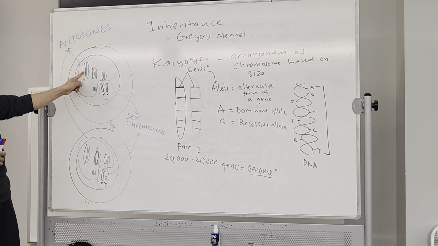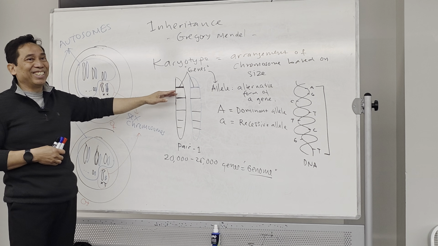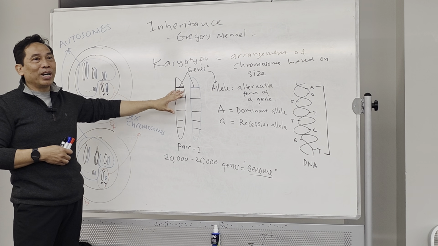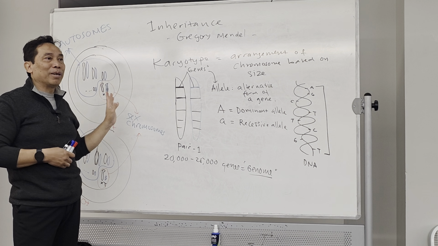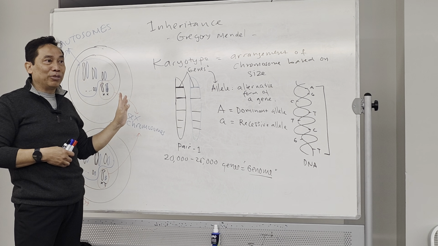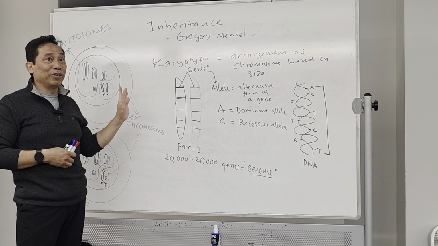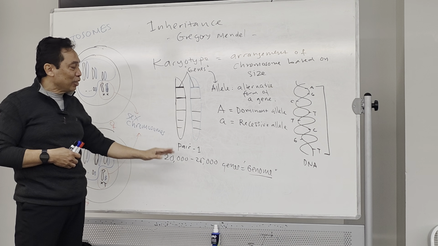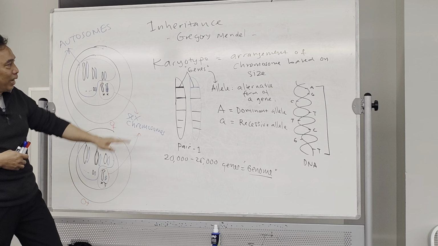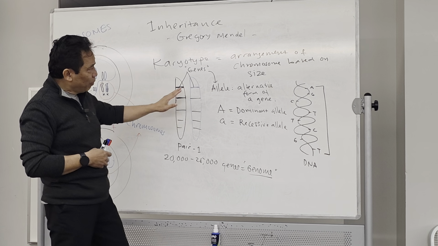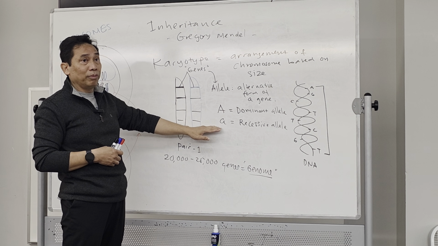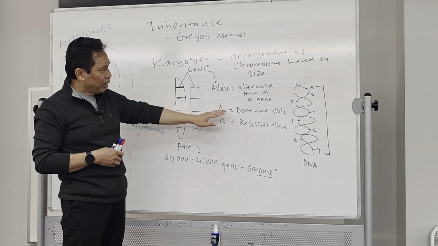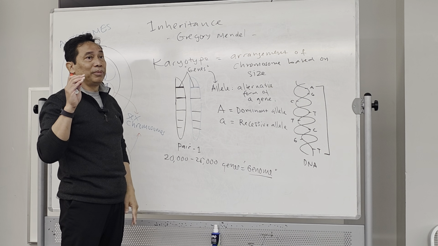Basically, the longer the chromosome, the more genes it carries. So chromosome pair number 1 will carry more genes compared to chromosome number 22, because 22 is really short. Can you follow this? So this is the total number of genes that we carry. Now, again, the alternative form of the gene is called the allele, and the allele has 2 types, either dominant or recessive.